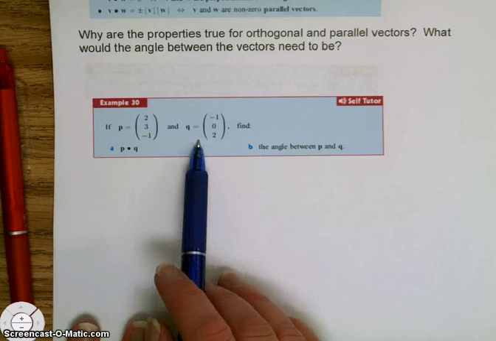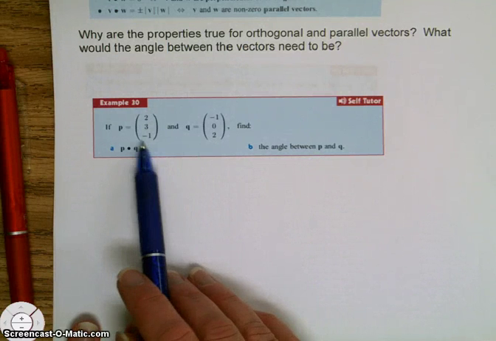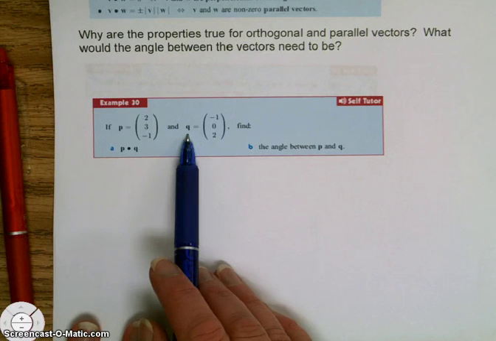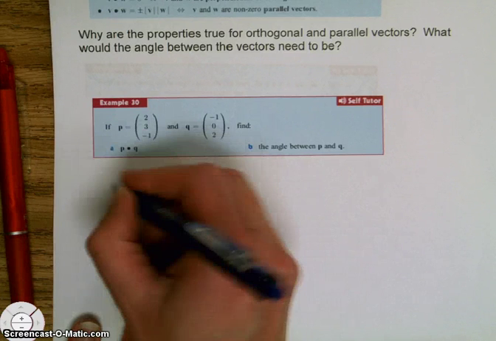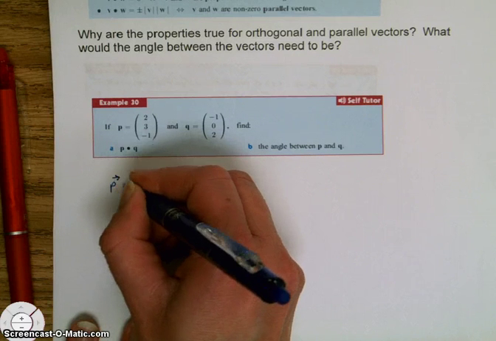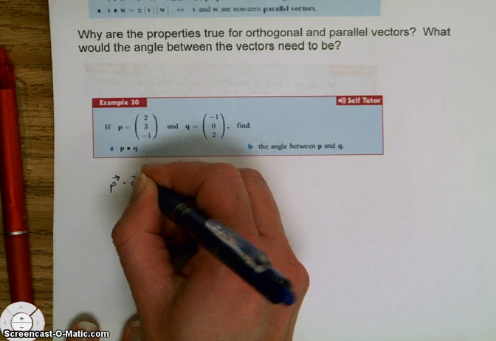This is going to be the same thing as what we just did. We have a vector P and a vector Q. Remember, they're using bold, and when I write it, I'm going to use arrows. So the first thing they want is the dot product. When you see this, this is P dot Q.